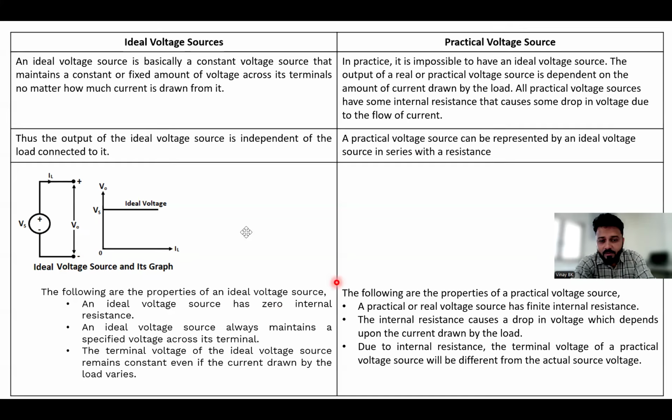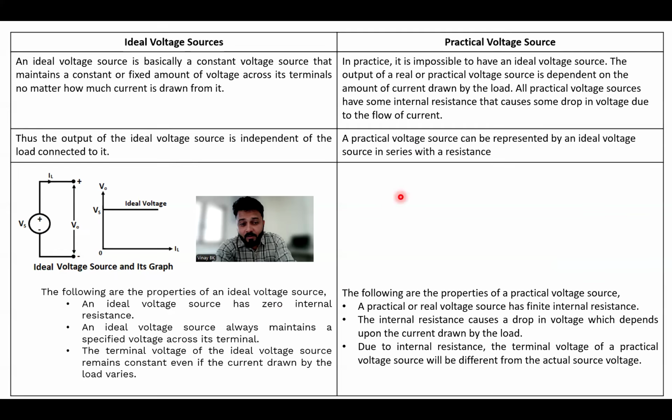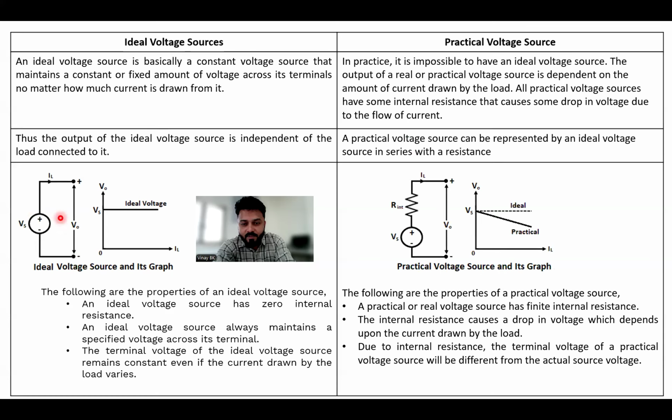Similarly, you can see the practical voltage source. As I told you, there is no internal resistor in the ideal one. A practical voltage source means a resistance which is connected in series with the ideal voltage source. Which means that the output voltage will change due to the change in current IL. It is not fixed, or else it is not ideal. Therefore, an internal resistance is connected in series to the independent voltage source across the load.